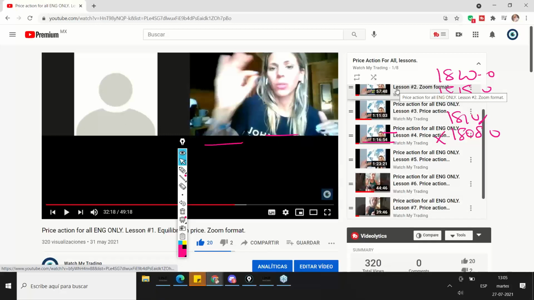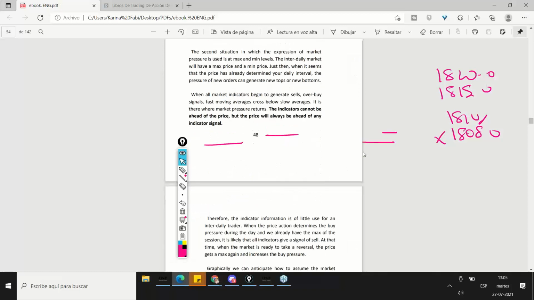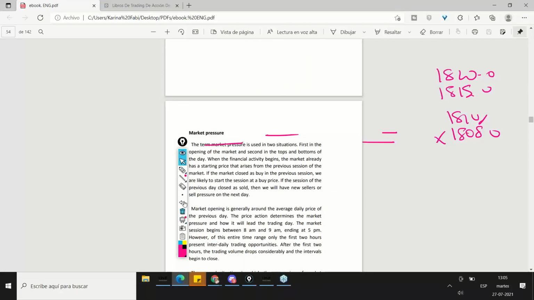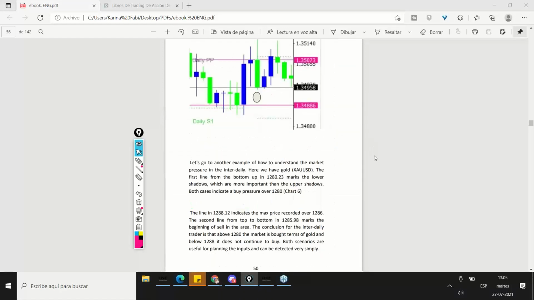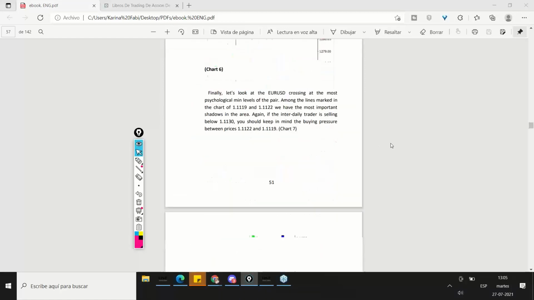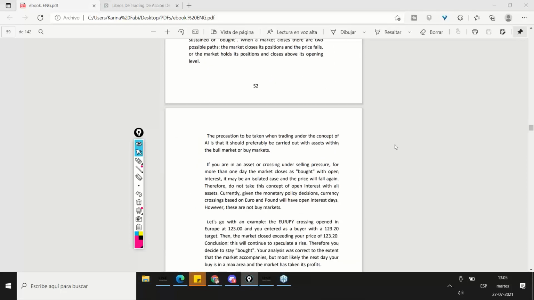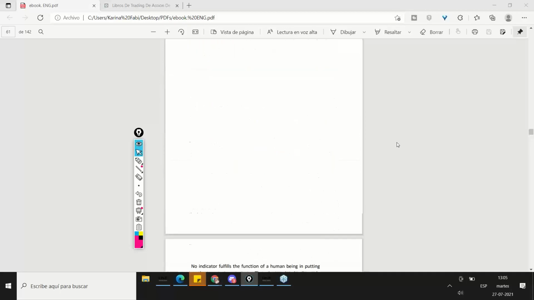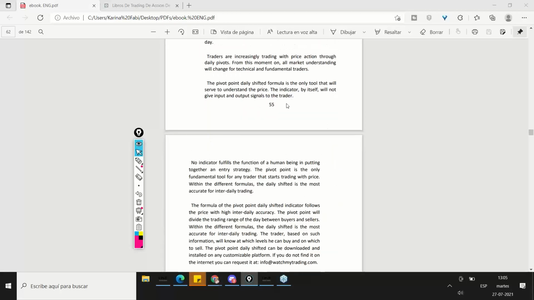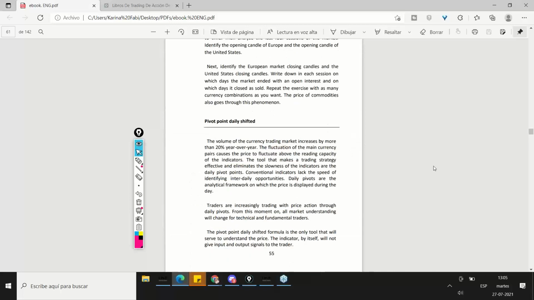The next lesson, hopefully, will be about pivot points. We talked about pivot points already, but let me double check here. We can talk about market pressure too, but this is a topic that you can totally read, no problem. Market pressure is a very interesting topic, and so is open interest. So I'm going to mention that, and also pivots. Page 55, pivot points for the next lesson.